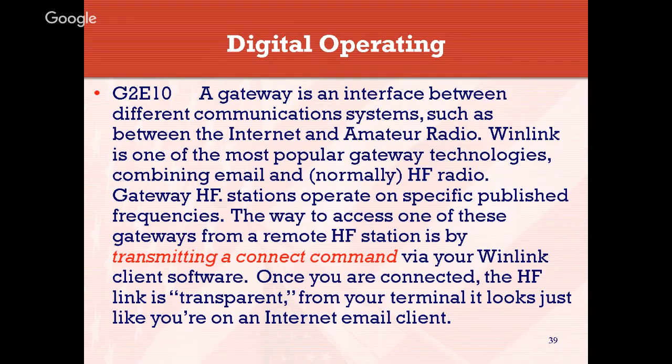All right, we're talking about ways to establish contact with a digital messaging system gateway station. It's an interface between different communication systems, such as between the internet and amateur radio. WinLink is one of the most popular gateway technologies, combining email and normally HF radio. Gateway HF stations operate on specific published frequencies, and the way to access one of these gateways from a remote HF station is by transmitting a connect command via your WinLink client software. So once you're connected, the HF link is transparent from your terminal. It looks just like you're on an internet email client.